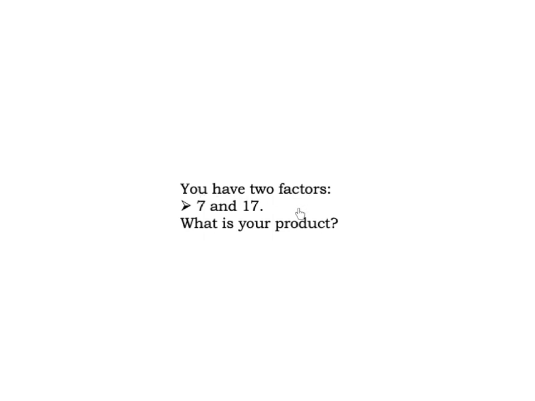You have two factors, 7 and 17, and you need to know what your product is. Well, factors are simply two numbers that you multiply. So you got 7 times 17. And yeah, that is it. Now, your product is simply your answer here.